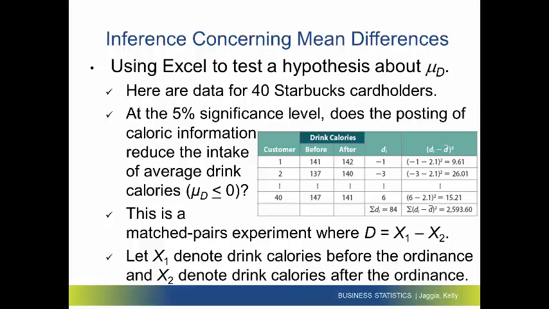Now let's look at the calculations within the data sheet. As you can see, the sum of the difference scores is 84. If we divide this number by the sample size, which is 40, this will give us our mean difference of 2.1. In the last column, you can see the calculation for the variance of the difference scores.